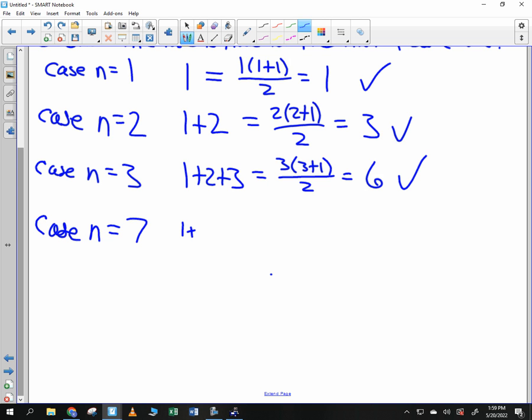So we have 1 plus 2 plus 3 plus 4 plus 5 plus 6 plus 7. 7 times 7 plus 1 divided by 2. Now, I got to kind of look at both of these. 1 plus 2 plus 3 plus 4, I'm good at that. That's 10. 10 plus 5 is 15. And 15 and 13, that makes 28. So let's try that. So 7 plus 1 is 8, divided by 2 is 4, times 7 is 28.